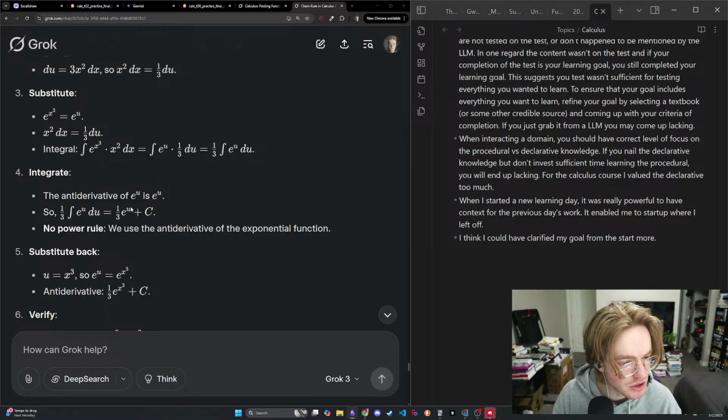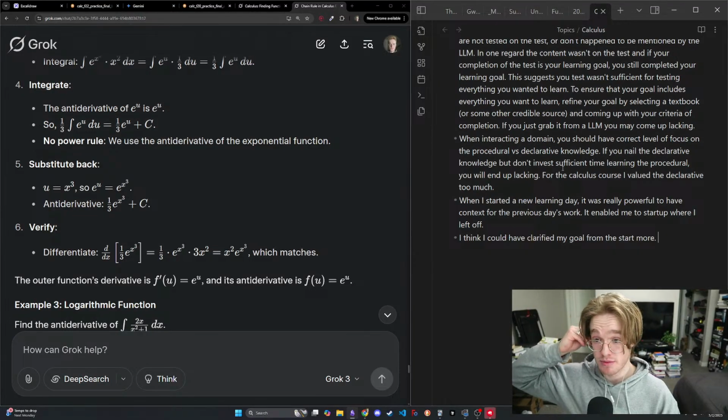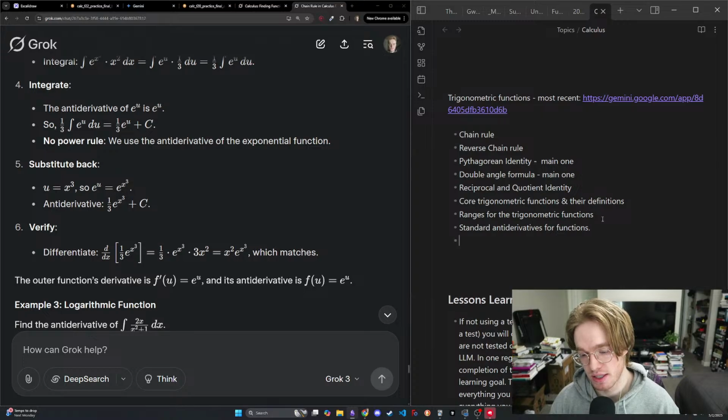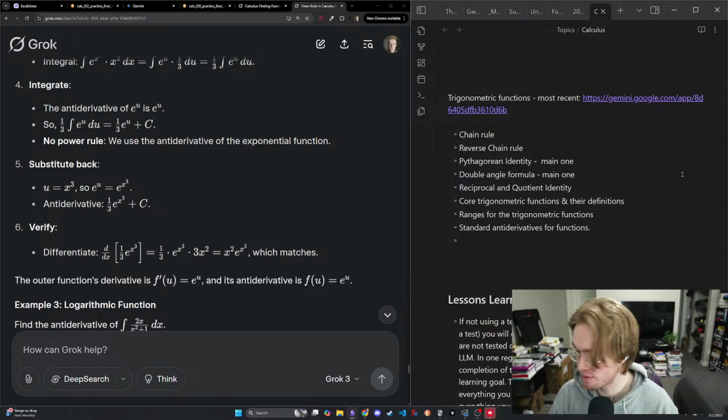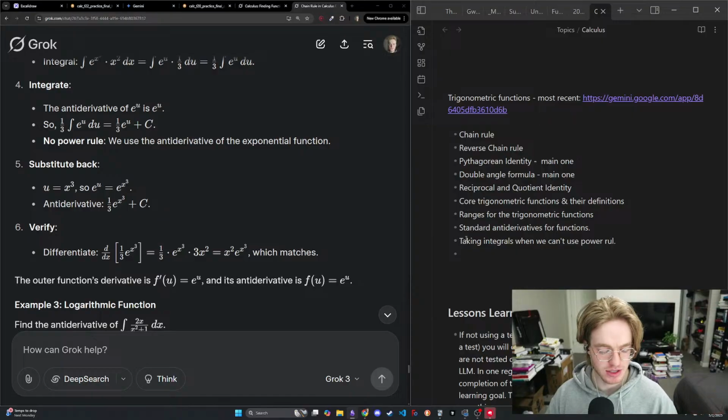So we did the power rule section. I'd like to notate that I need to check for taking integrals when we can't use the power rule. Oh, and actually, I think we're at 2 hours now. Okay, so I think I'm going to stop there for today.